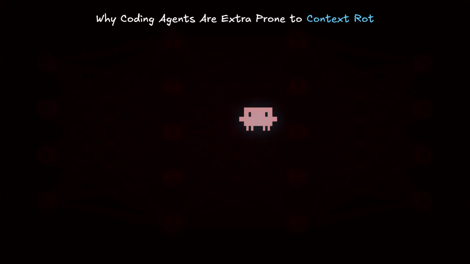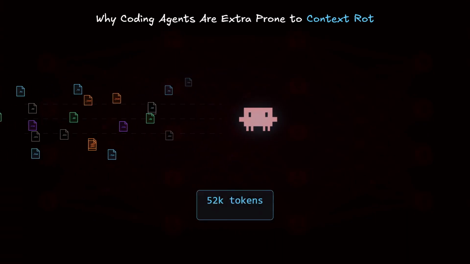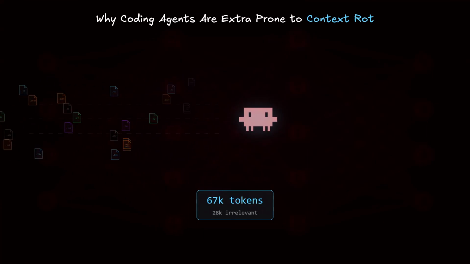So here's what happens with coding agents, and they're extra prone to context rot. In order to get up to speed with codebases, they have to ingest a very large amount of data in order to understand the project you're working on, the file structure, the specs, the documentation, and this can be many tokens, 50, 60,000 tokens right off the bat, with 20 plus thousand of them being irrelevant. If you've ever used Claude Code, I'm sure you've noticed sometimes it goes off and reads files that it shouldn't be reading.